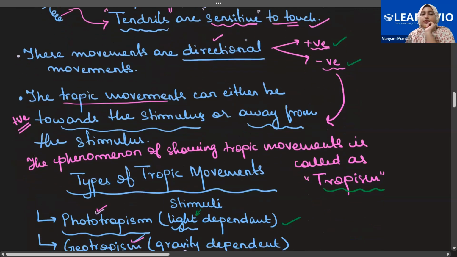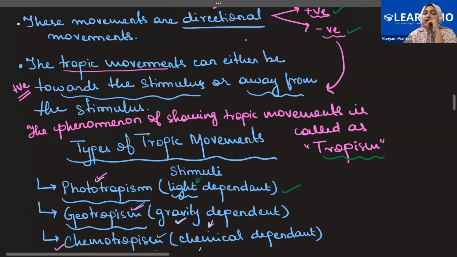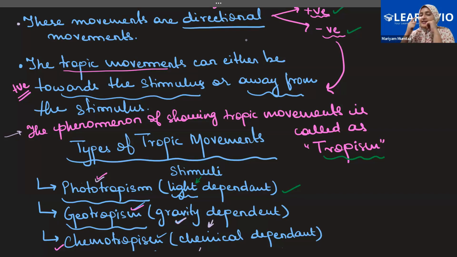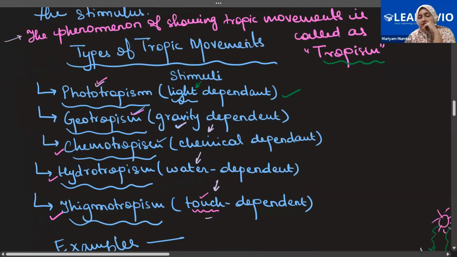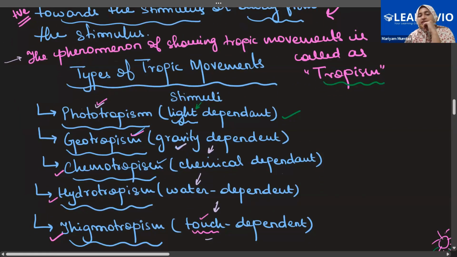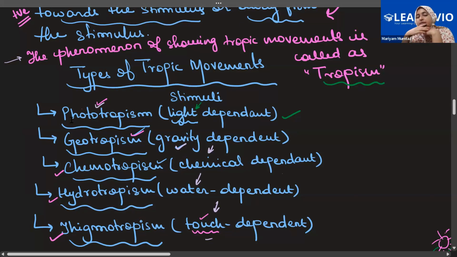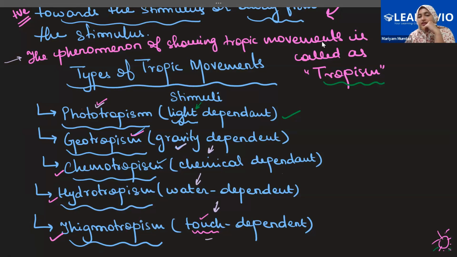So, the tropic movements can either be towards the stimulus, that is positive, or away from the stimulus, that is negative. Now, the phenomenon wherein the tropic movement is shown is known as tropism, just like how it was nastic in the case of growth independent movement. Now, these are the various types of tropic movements that are found. The first one is phototropism.